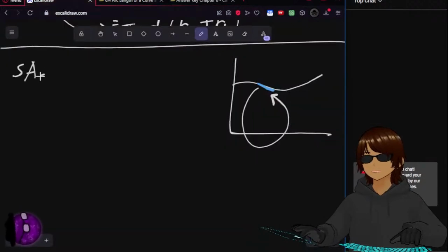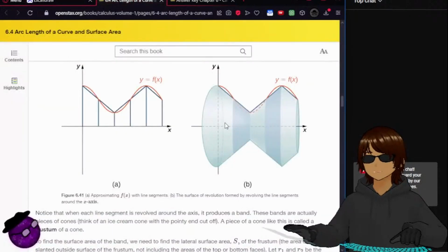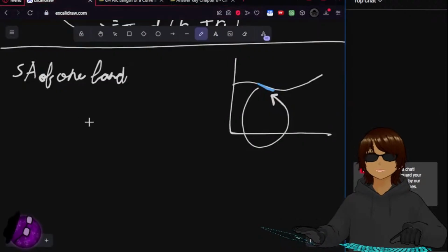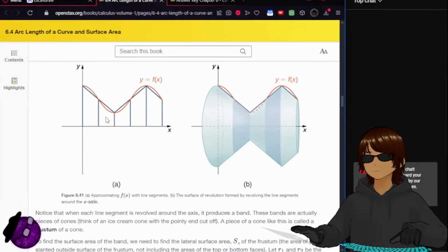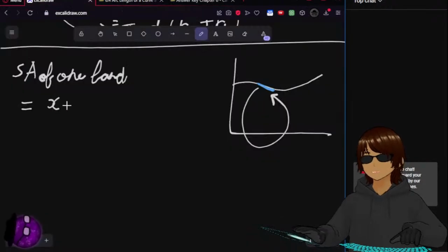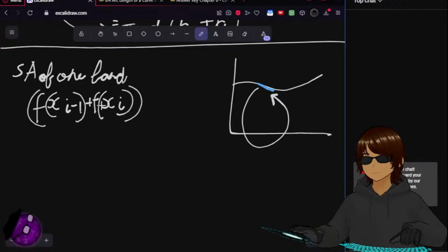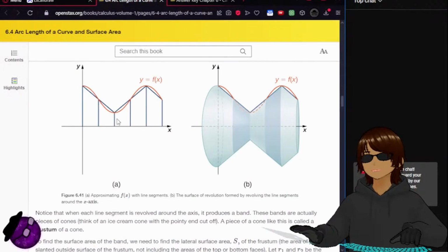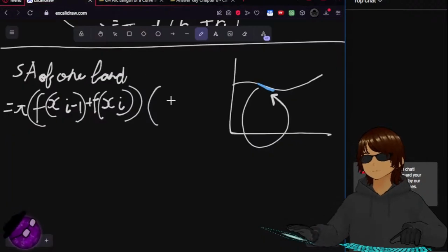So surface area of one band, so band is like these strips, so revolving one of these strips will give a frustum. The surface area of one of these frustum is, so let's say in terms of xi, i is the front one, so radius of the one at the back, the two f values at xi minus 1 and xi, times it by the line segment, this diagonal line, and let's call this, times it by square root.